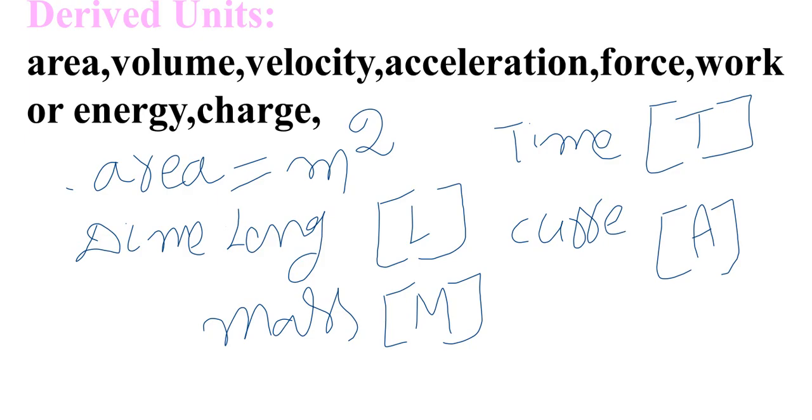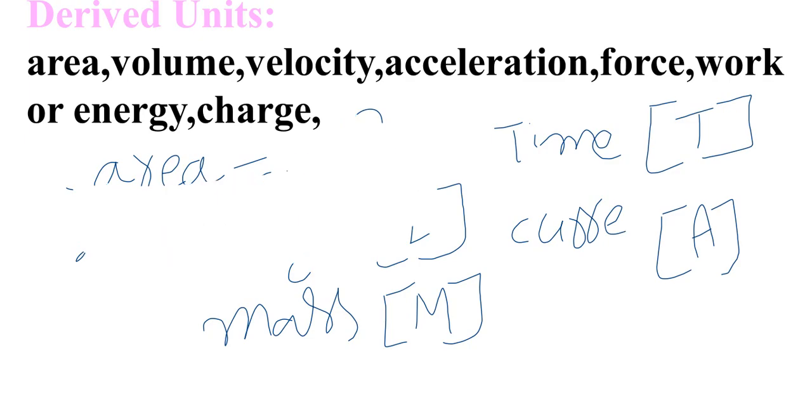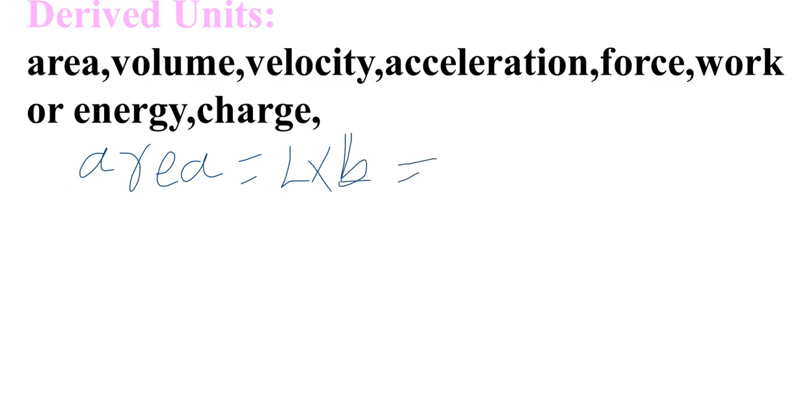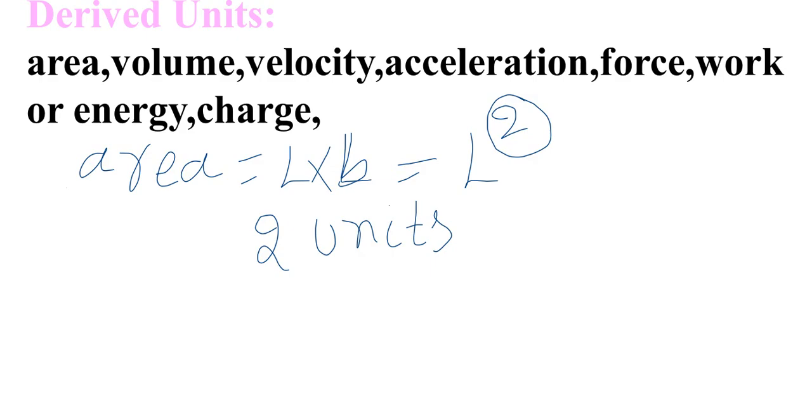So what is the dimensional formula of area? How can you write the dimensional formula of area? The dimensional formula of area is length into length, so L square. Here 2 means area has 2 units in length.